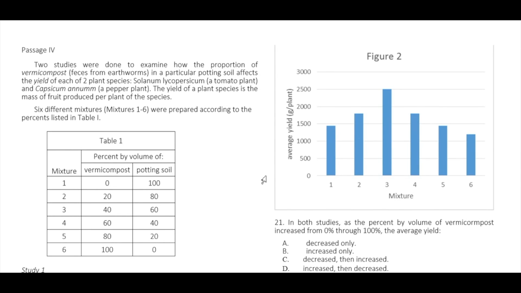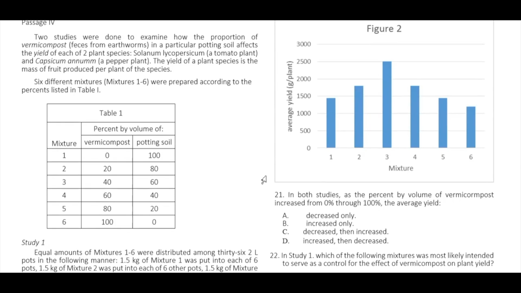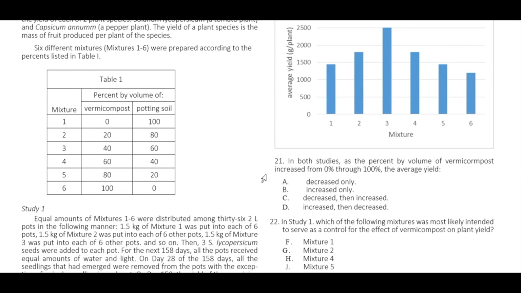Alright, so we'll move on to the first question, question 21. It reads, in both studies, as the percent by volume of vermicompost increased from 0% through 100%, the average yield, and then we have a few options: decreased only, decreased then increased, or increased then decreased. So we want to see trends from both studies, and we want to see how they change with the percent of vermicompost from 0 to 100%.